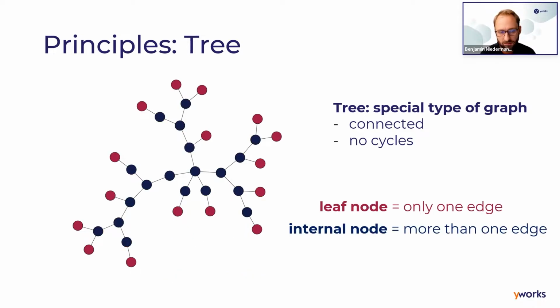In the remainder of this webinar, I would also like to use the following two terms, namely leaf nodes and internal nodes. A leaf node is a node that has only one edge. So all the red nodes are leaf nodes, in this drawing the outermost nodes. In other drawings, they can be placed differently, but the important property is that these nodes have only one edge incident. And all other nodes are called internal nodes.